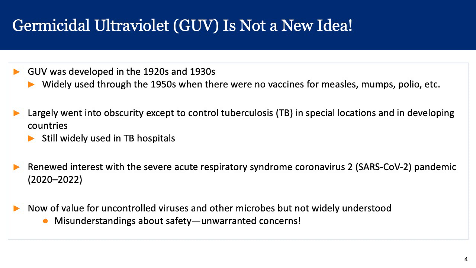There was quite a renewed interest with the SARS-CoV-2 pandemic. There was a little bit of a burst of interest when TB was showing up in prisons and homeless shelters about 25 years ago. And now there's quite a bit of interest in improving the technology. We have new types of lamps, and it can be the one really effective means to disinfect air in occupied settings. But there are potential safety issues, and these are not widely understood. And as a result, we have a lot of unwarranted concerns.